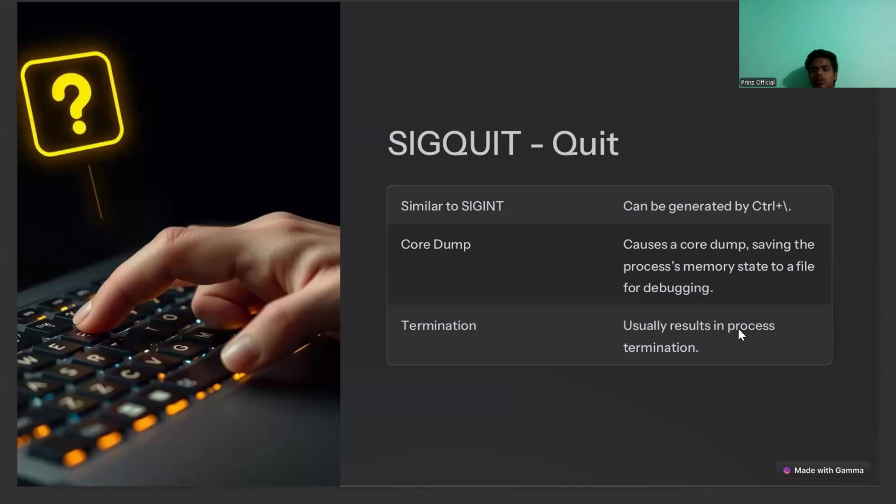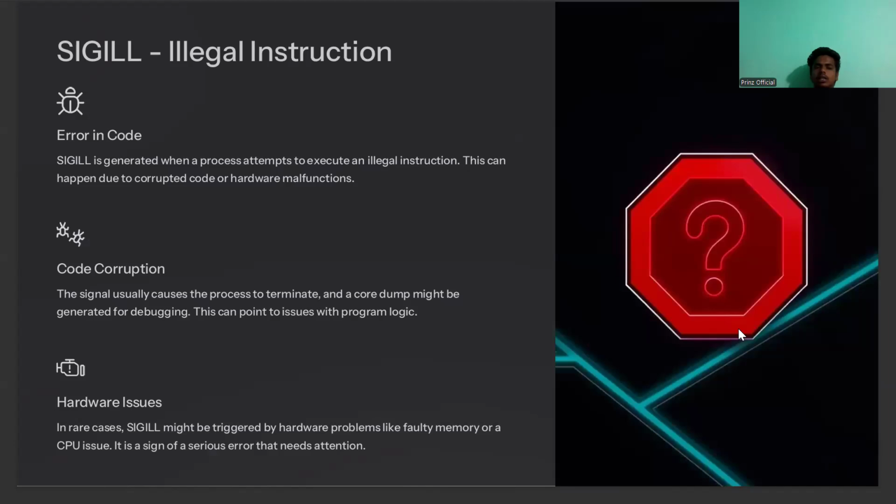SIGQUIT. Similar to SIGINT, it can be generated by Ctrl plus backslash. Core dump. It causes a core dump, saving the process's memory state to a file for debugging. Termination. It usually results in process termination.